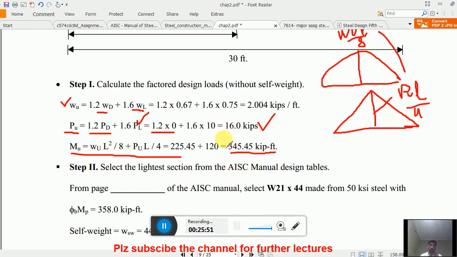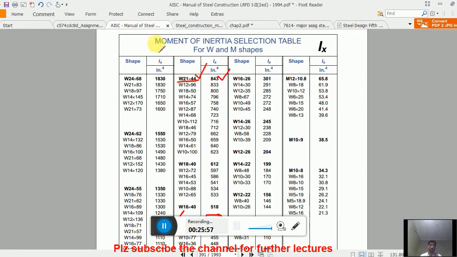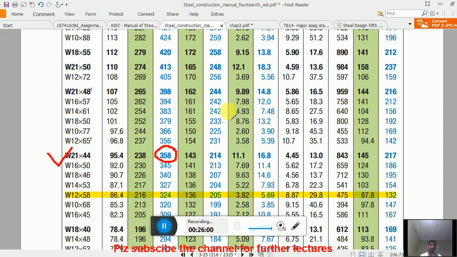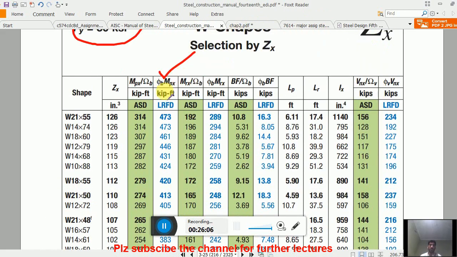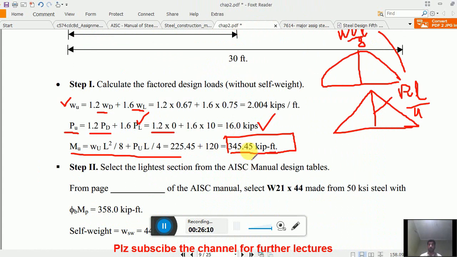Go to the table and find such a section. For example, you are using this one. Come here, find such a section having an MPX value which is more than 345, roundabout 360, 350, 355. When they go to the table, they select a section W21 44 for 50 KSI.